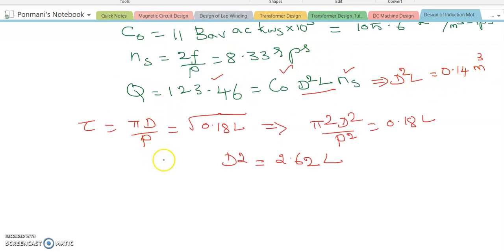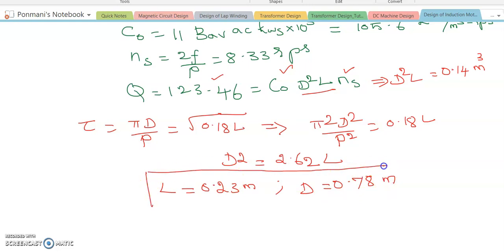Wherein we are going to substitute for D square, so that we will be getting L square. Because D square in terms of L, already there is an L, so we will be getting in terms of L square, and from that we can calculate the L value as 0.23 meter. And again we are substituting in this equation at this place L, so that we will be getting D square, and taking the square root will give D, and so D we are getting 0.78 meter. So this is how we have to find out the main dimensions of the induction motor.